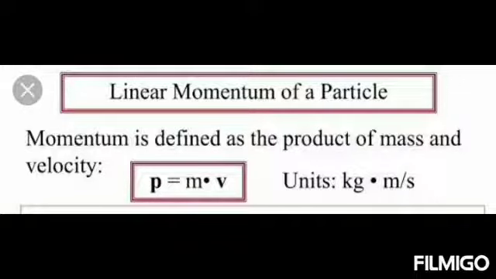Now look at this definition. Momentum is defined as the product of mass and velocity. The formula is given, P equal to m into v, where m is mass and v is velocity.